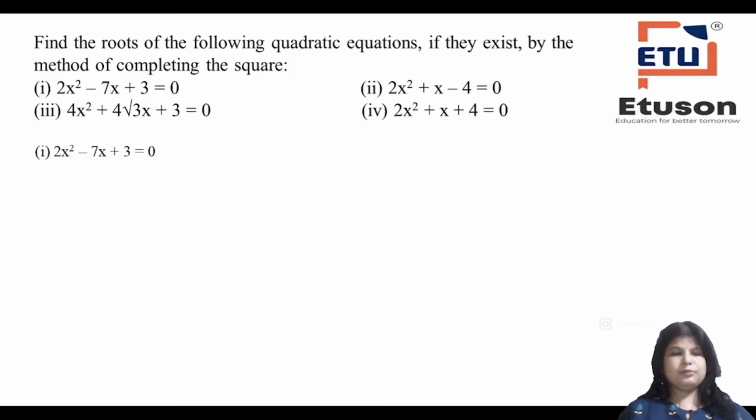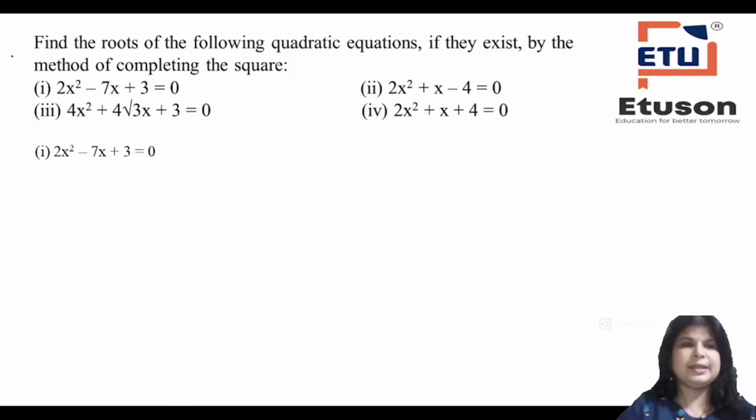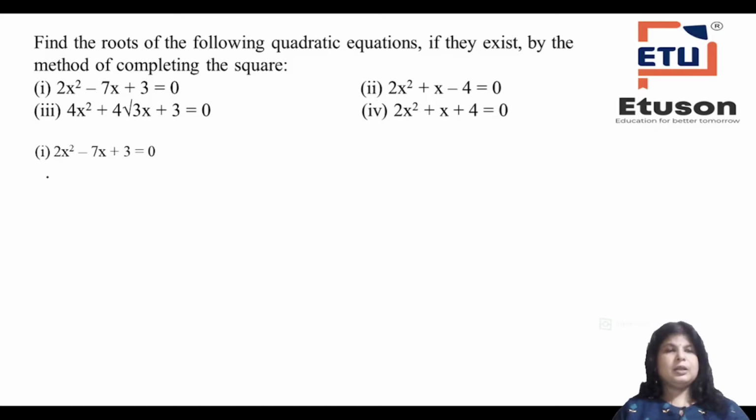So this is the first question of your exercise 4.2. Find the roots of the following quadratic equation if they exist, by the method of completing the square. Okay, so how to do it then? In the method of completing the square, first we have to see that the coefficient of x square should be a perfect square, which is not the case here.